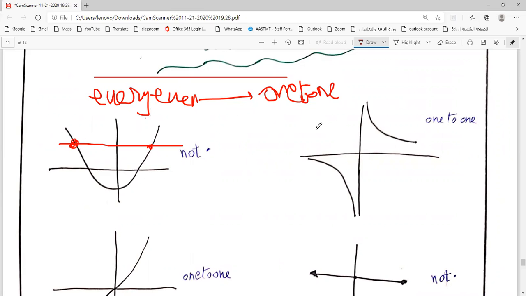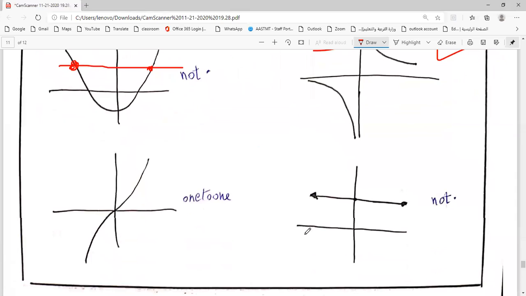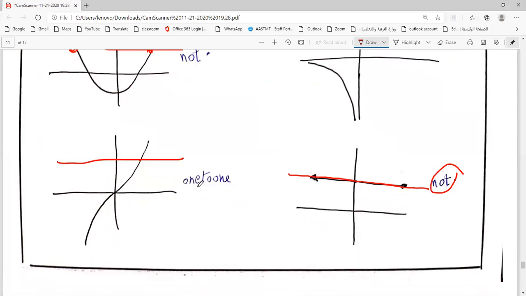Here in this function, if we make a horizontal line, we will find that this line is going to intersect the curve in one point only, then this function is one-to-one. Here this function also is one-to-one because there's only one intersection point, and this function is not one-to-one because if we make a horizontal line, we will find that this horizontal line intersects the graph of the function in a line segment or a straight line which contains an infinite number of points, then it's not a one-to-one function.